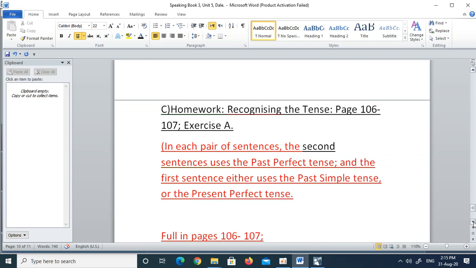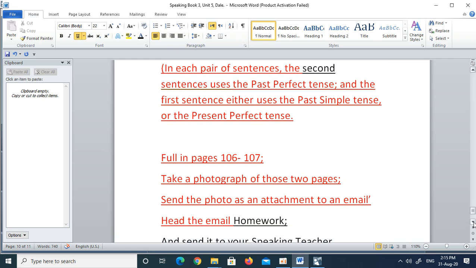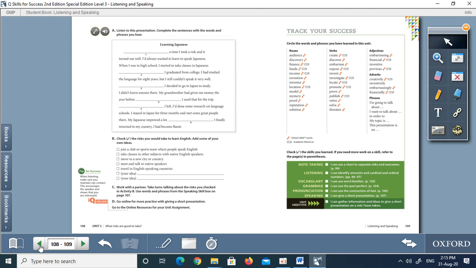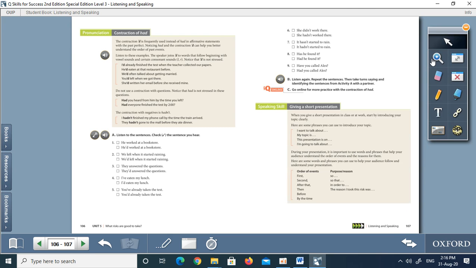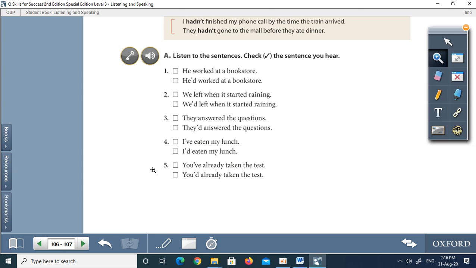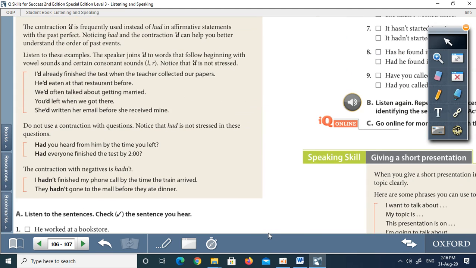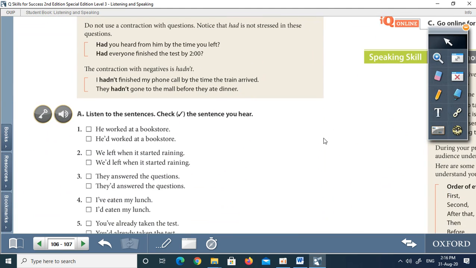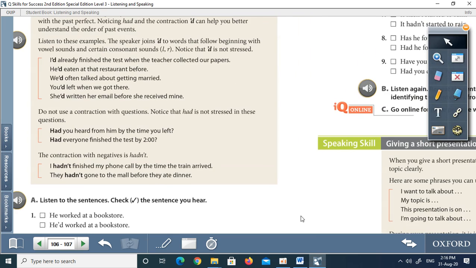Now, our homework is on page 106, and it is a listening exercise. What I want you to do is listen twice and tick the one that you hear. And again, it goes on to page 107 at the top. So right to number 9.